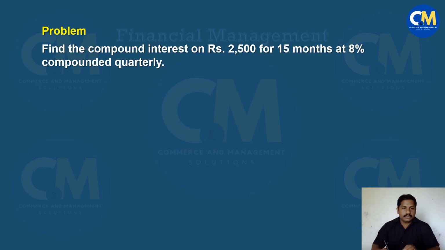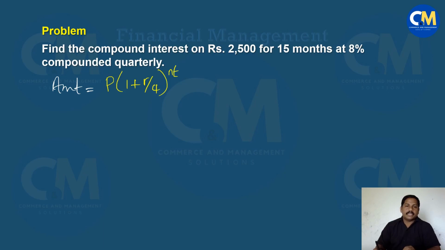If you are going to calculate the amount in case of compound interest, if you are calculating the amount quarterly, you can use a simple formula, that is principal amount into 1 plus R by 4 into NT, NT means number of times. So here P is the principal amount. P is given directly in the question, 2,500.